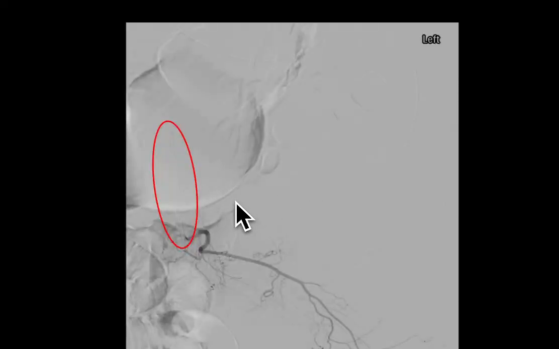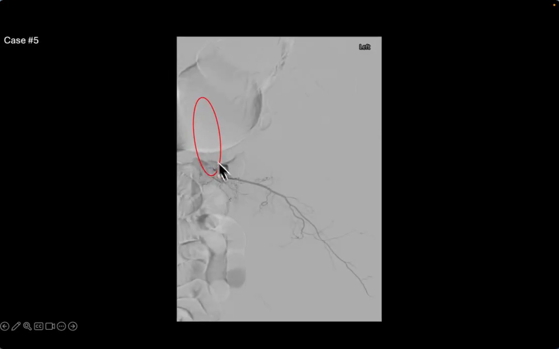In this case, the artery of Adamkowitz or anterior spinal artery has a variable origin, but typically is on the left, somewhere between around T9 through T12. So again, that characteristic hairpin loop, that's the artery of Adamkowitz, anterior spinal artery, do not embolize.